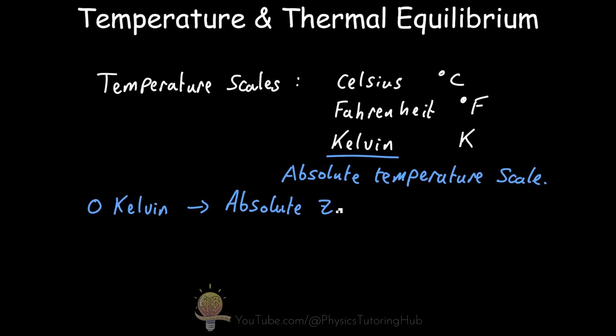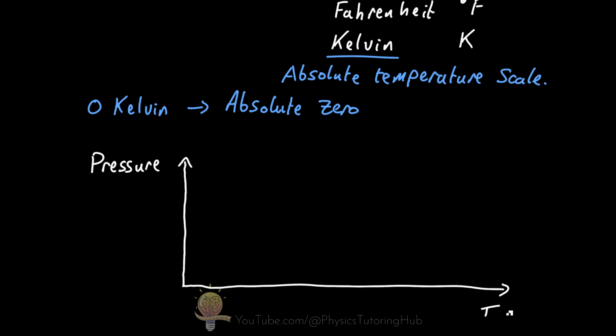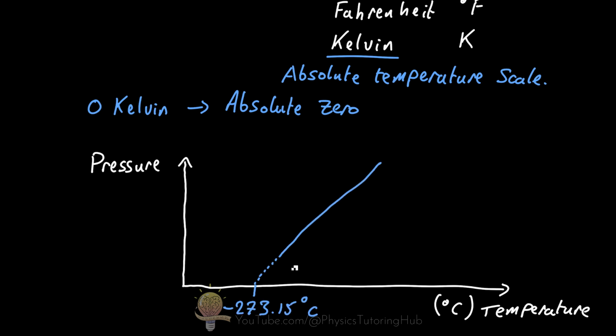Now the Kelvin scale is used extensively in scientific work, and it's an absolute temperature scale defined to have 0 Kelvin as the lowest possible temperature. So where does this absolute zero temperature come from? Well, the concept of absolute zero arises from the behaviour of gases.